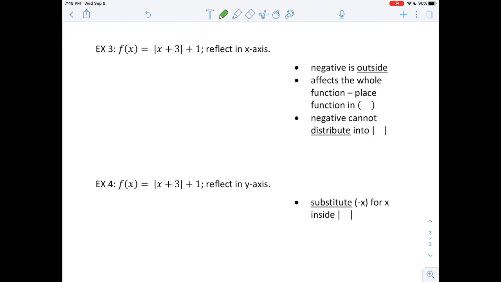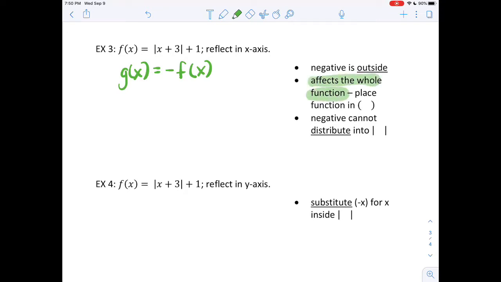Let's look at what happens when we reflect in the x-axis on a function that's already been transformed. So remember that a reflection in the x-axis is a vertical transformation because it affects the y values, so we affect the entire function. So g of x is equal to negative f of x. So it affects the whole function.